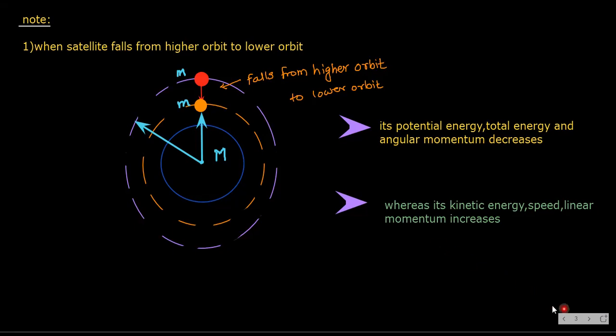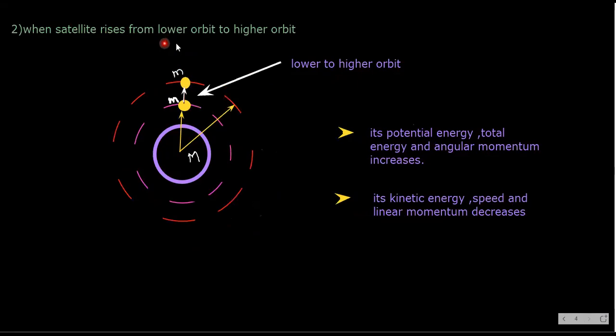Okay, finished. Now this is what happens when a satellite falls from a higher orbit to a lower orbit. Next, if a satellite rises from a lower orbit to a higher orbit. So see here, this is again the planet and this is a satellite. The red one is the higher orbit and this purple one is the lower orbit. So lower to higher orbit.